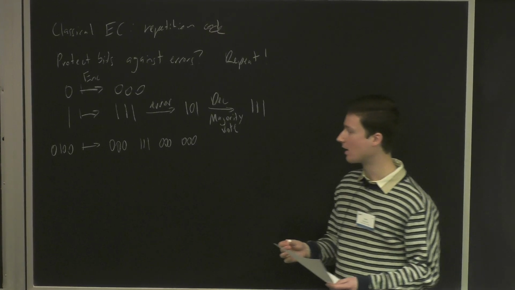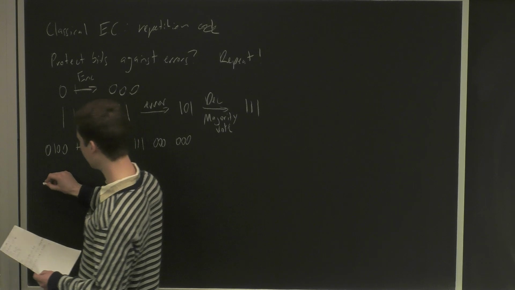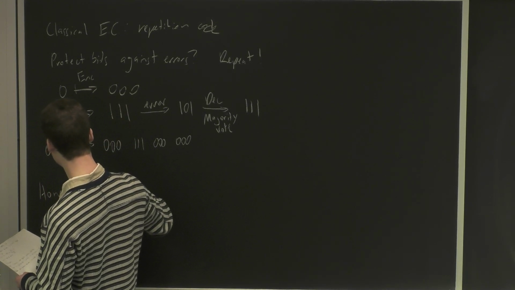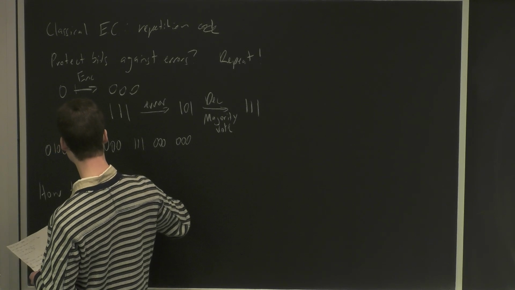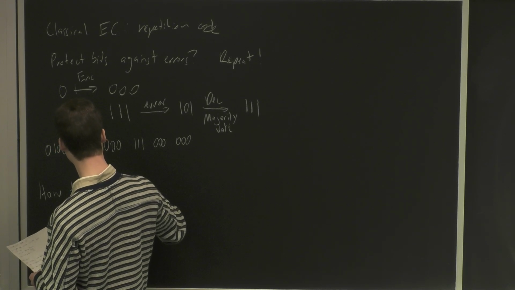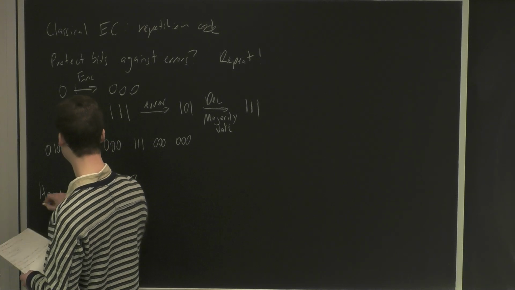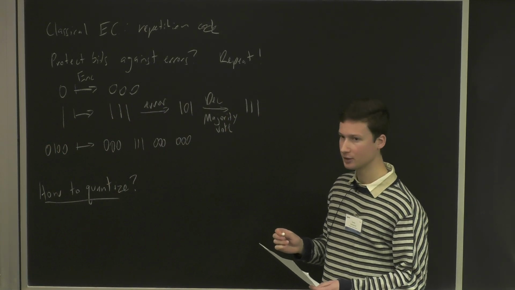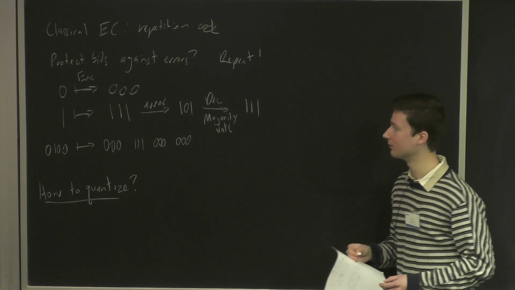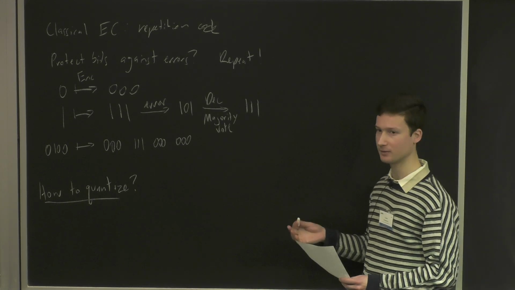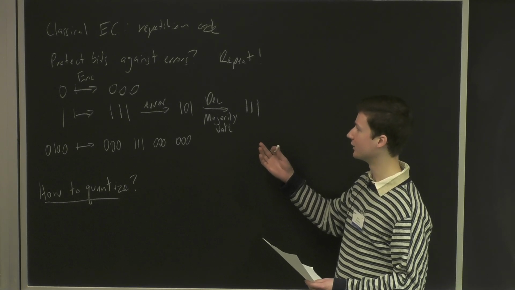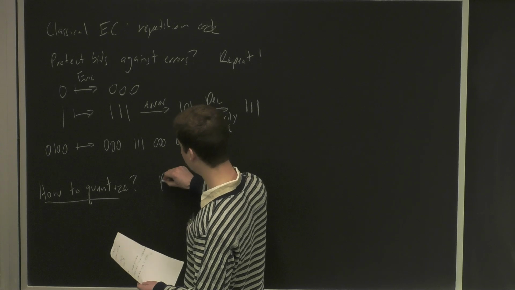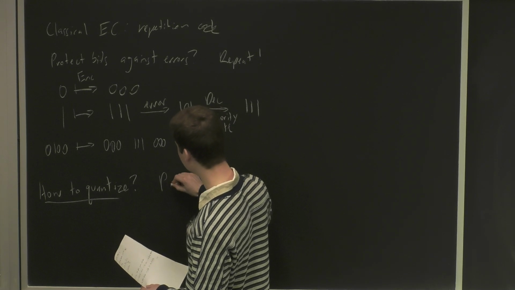And the natural question we want to ask is, how can we quantize this? How can we turn this into a quantum scheme? And actually, this is already quite difficult, and there's a fundamental problem. There's a fundamental reason that we can't just take this classical scheme and immediately make it quantum. And the problem here is what's called the no cloning theorem.